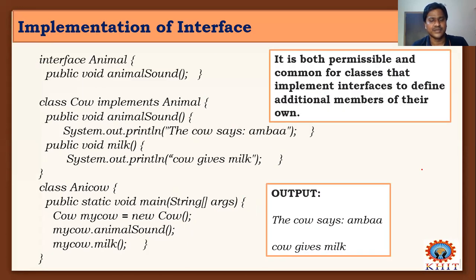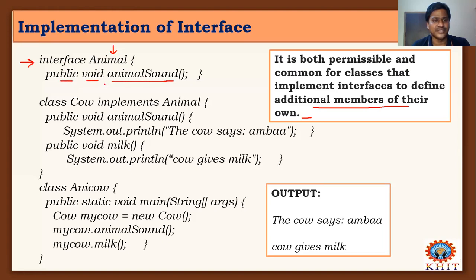Next, another example. We can discuss one point here: it is both permissible and common for classes that implement interfaces to define additional members of their own. We already discussed these points. So here in this program, there is an animal interface. Inside this interface, we have a method called animalSound. The method type is void and it is declared public.